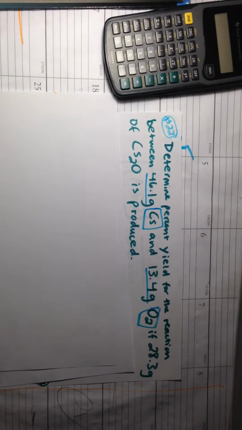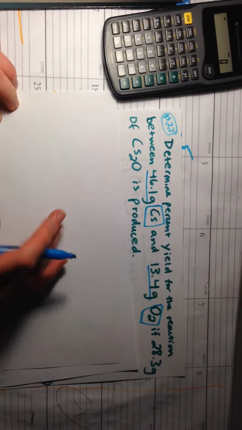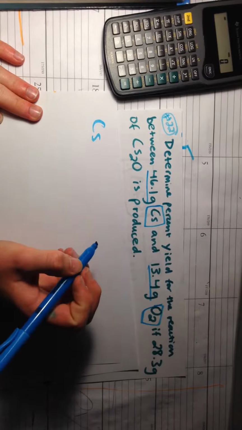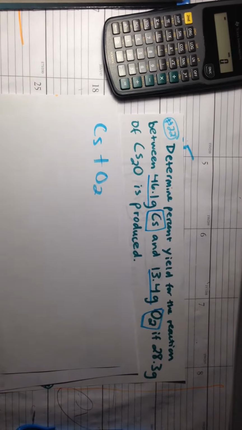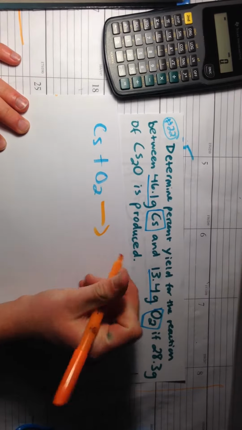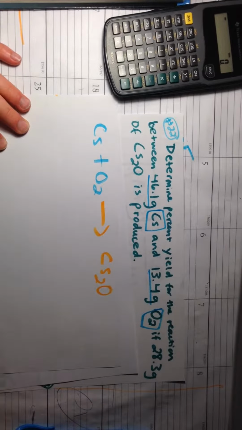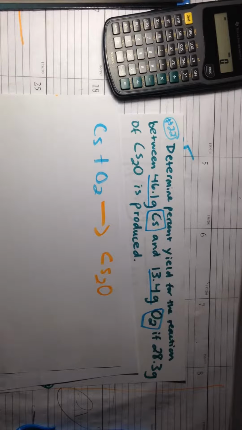So the first step you want to take is to write out your equation. Okay, so let's go ahead and write out what we know. Cesium, so Cs, and oxygen, O2. They produce, it says here, Cs2O. Okay, that's good.